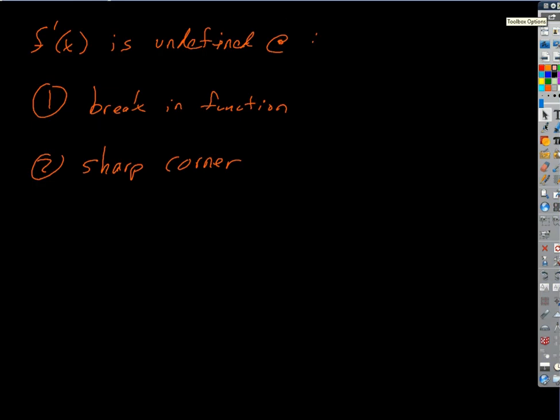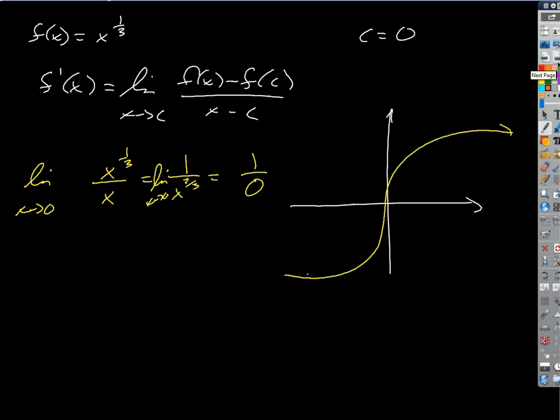Okay, so we have, what did I do there? The glitch. There's the glitch, yeah. There we go. So we got breaking the function, sharp corner, what else? How would we define what was going on there? Okay, or vertical tangent line. Yeah, vertical tangent line, which means asymptotic slope.